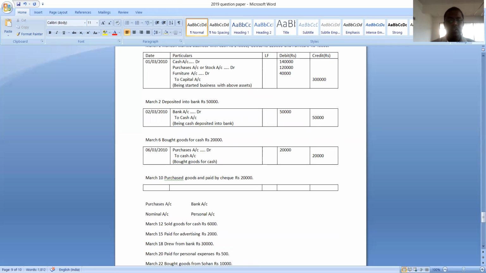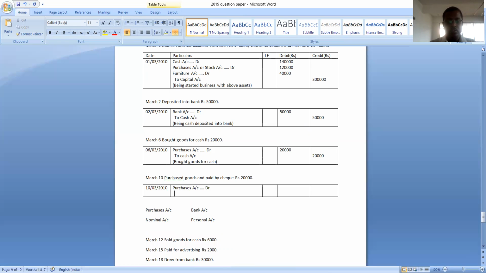Now we should decide which account should be debited and which account should be credited. See here, purchases is nominal account. What is the rule of nominal account? Debit all expenses and losses, credit all incomes and gains. So purchases are expenses. Which account should be debited? Purchases account should be debited. To which account? To bank account. Why bank account? Because banker is the giver.